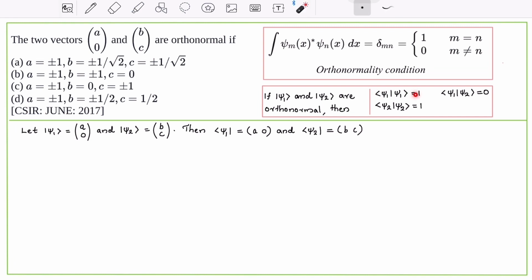Now let us use the first condition, that is, the inner product of psi 1 with itself is equal to 1. This implies that row matrix A0 into column matrix A0 is equal to 1. This implies A square is equal to 1, or A is equal to plus or minus 1.